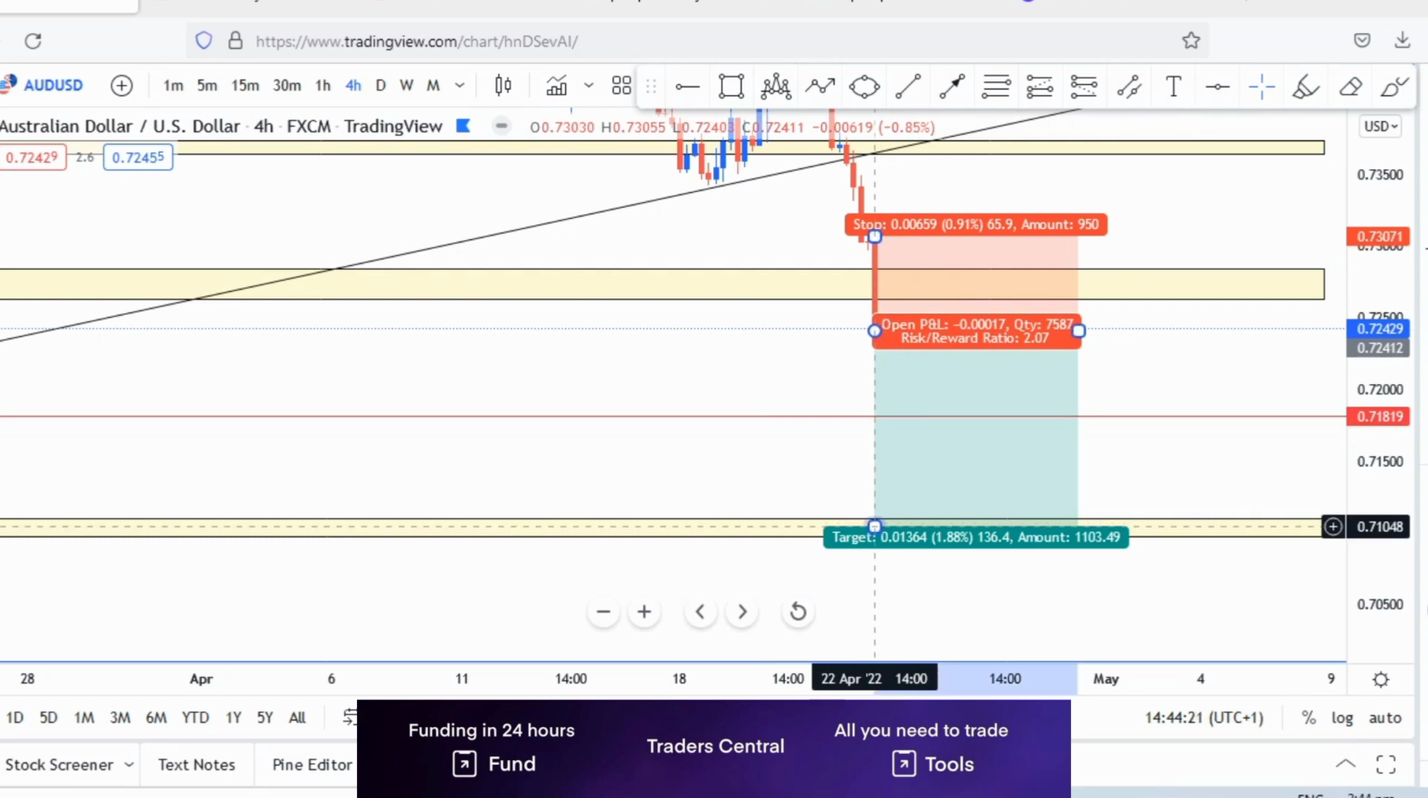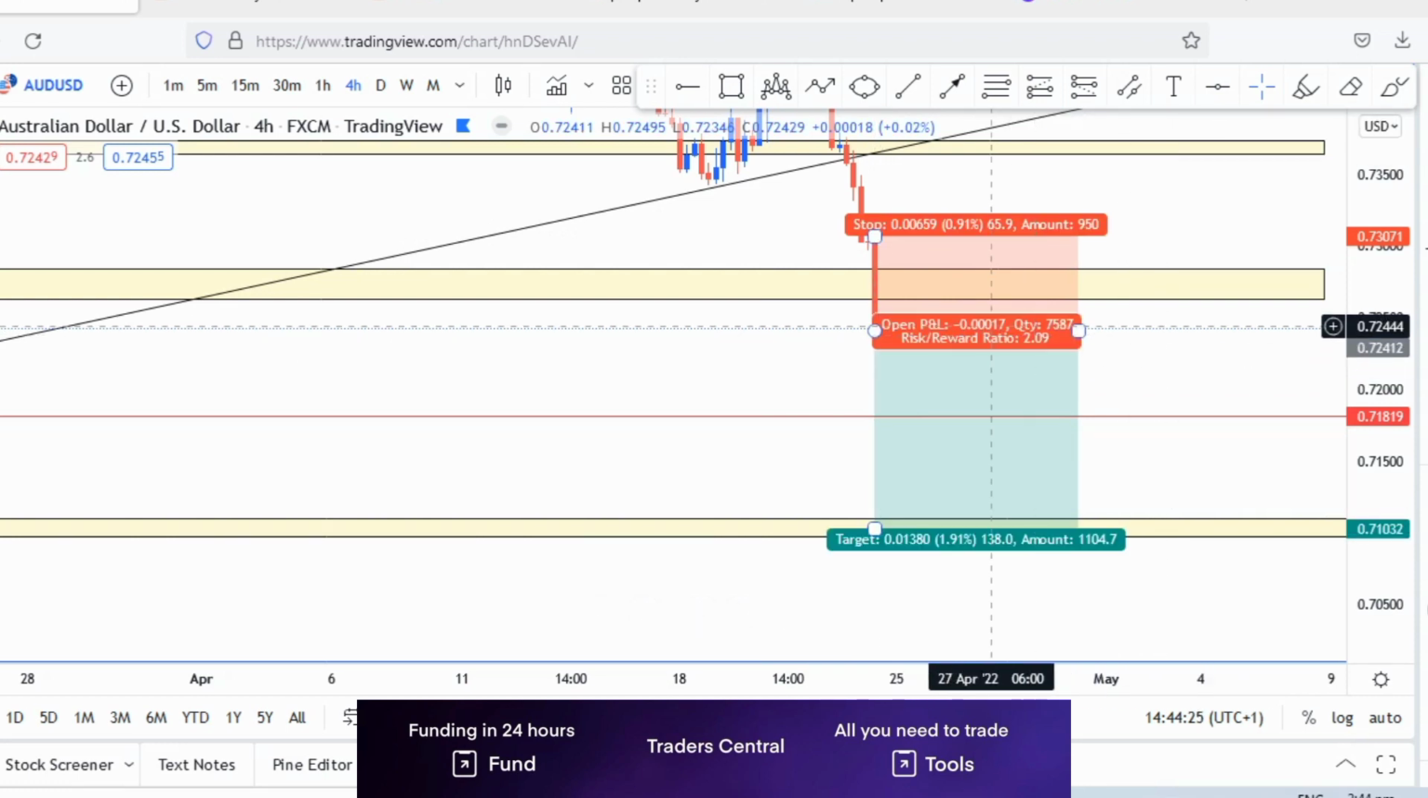And again, we just have to be very careful when price gets to the 0.72 area. I'll take that as my take profit one, and my final take profit will just be down here as well. So that's how I would trade this basically.